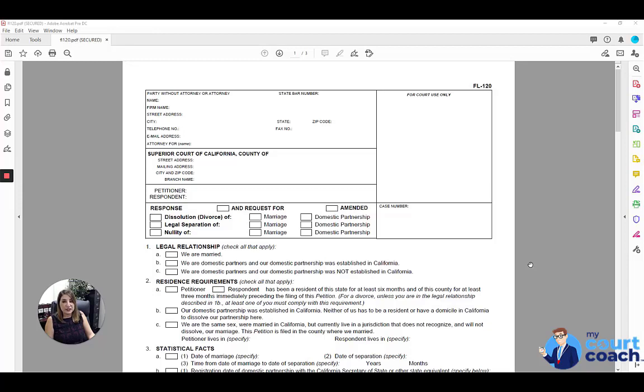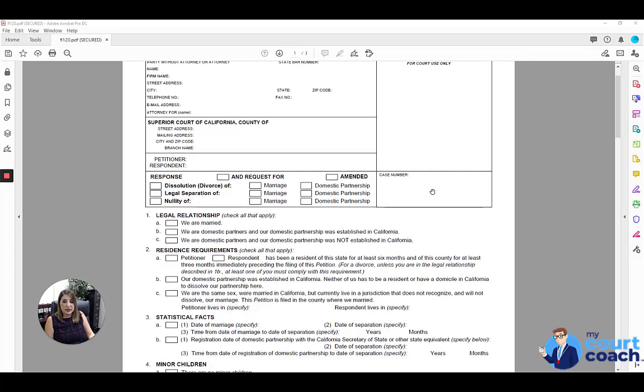I'm Sarah, and I'll be your instructor today as we talk about the response to petition form, also known as form FL120. As with all our court forms, you want to fill in your identifying case caption information at the top. If you are filling out this form, chances are you've been served with a petition and summons that is requesting either a divorce, a legal separation, or an annulment.